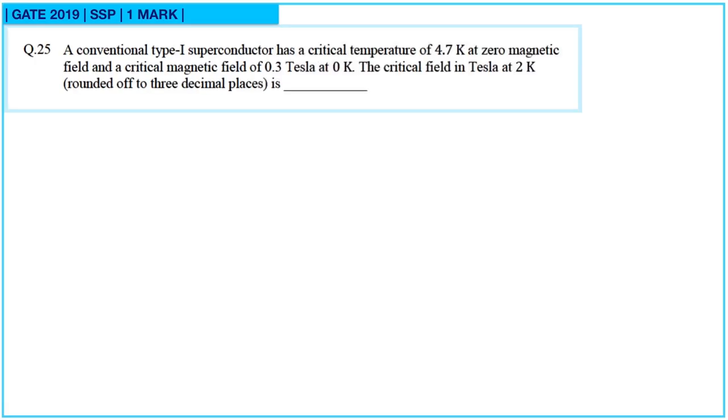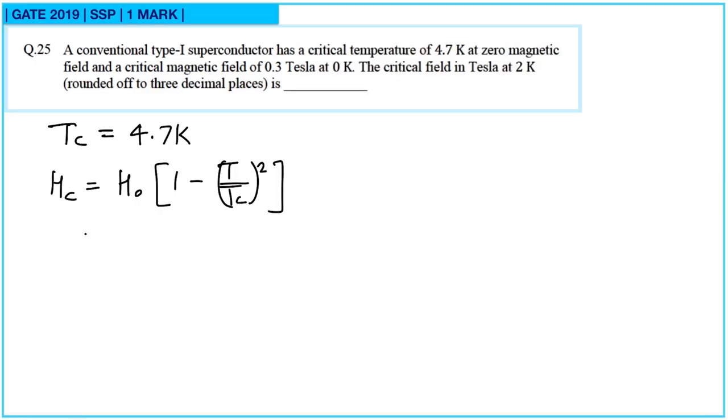Question 25. A conventional type 1 superconductor has a critical temperature of 4.7 Kelvin at 0 magnetic field and a critical magnetic field of 0.3 Tesla at 0 Kelvin. The critical field in Tesla at 2 Kelvin is. Now here it is given: critical temperature is 4.7 Kelvin and critical field is H = H0 (1 minus T by Tc) the whole square, where H0 is its value at 0 Kelvin. So this will be 0.3 times (1 minus 2 upon 4.7) the whole square.